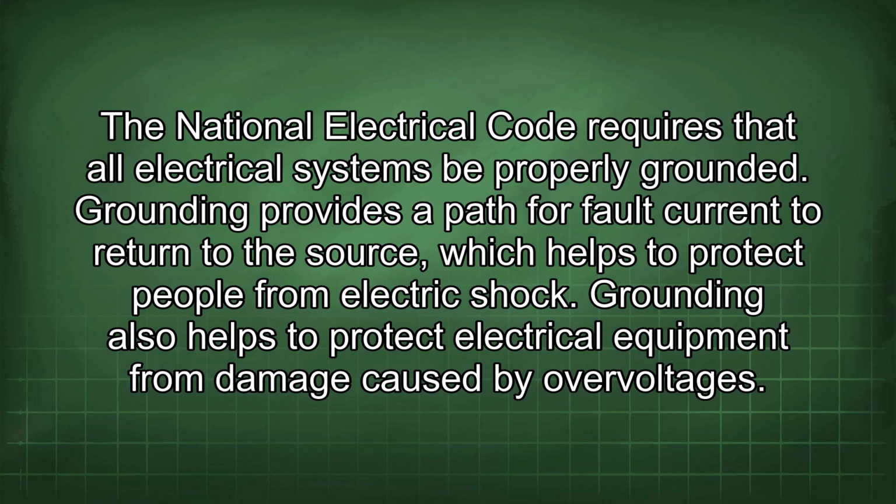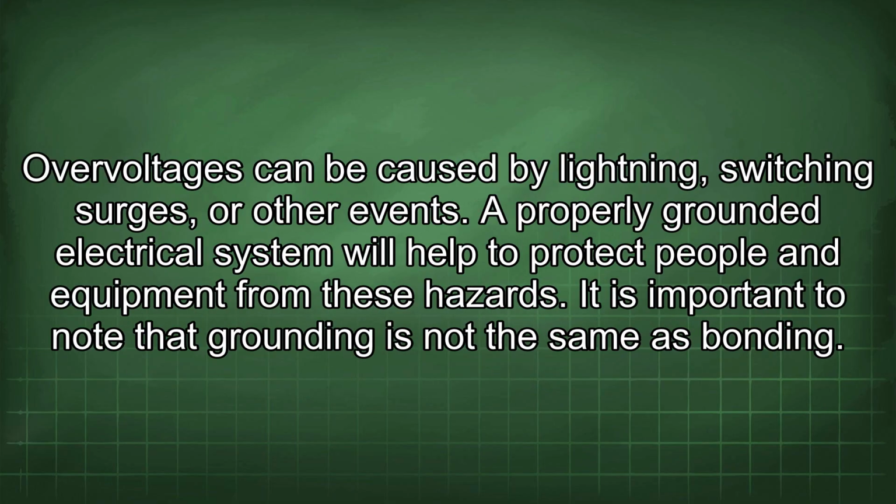The National Electrical Code requires that all electrical systems be properly grounded. Grounding provides a path for fault current to return to the source, which helps to protect people from electric shock. Grounding also helps to protect electrical equipment from damage caused by overvoltages. Overvoltages can be caused by lightning, switching surges, or other events. A properly grounded electrical system will help to protect people and equipment from these hazards.